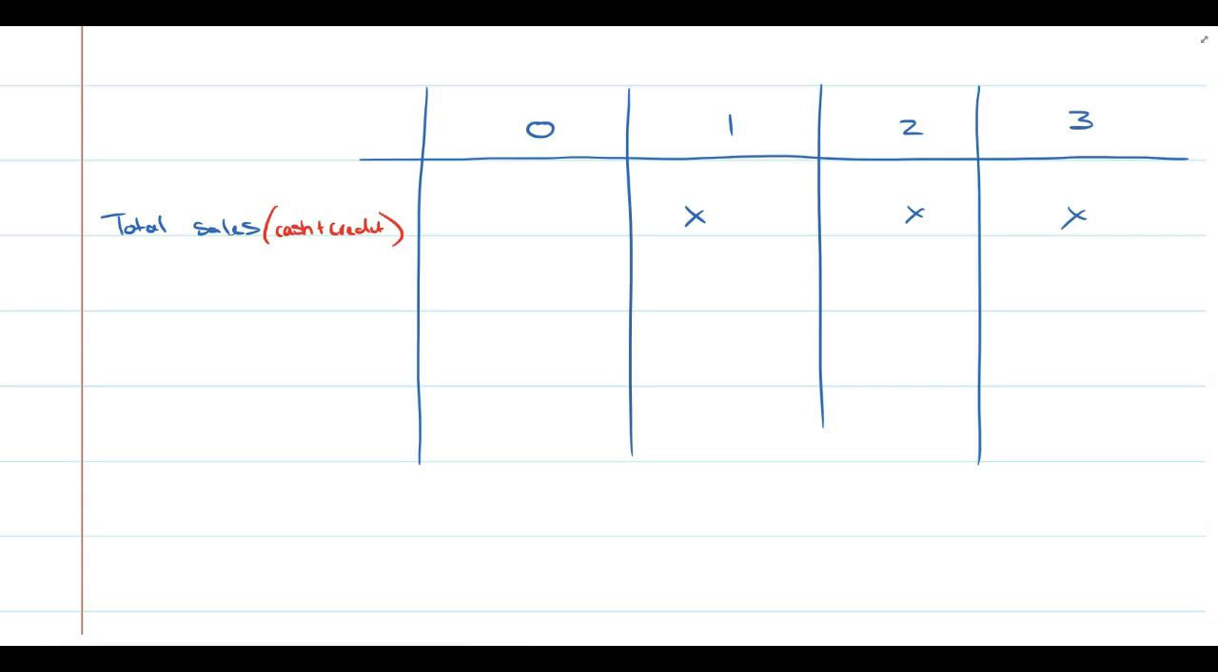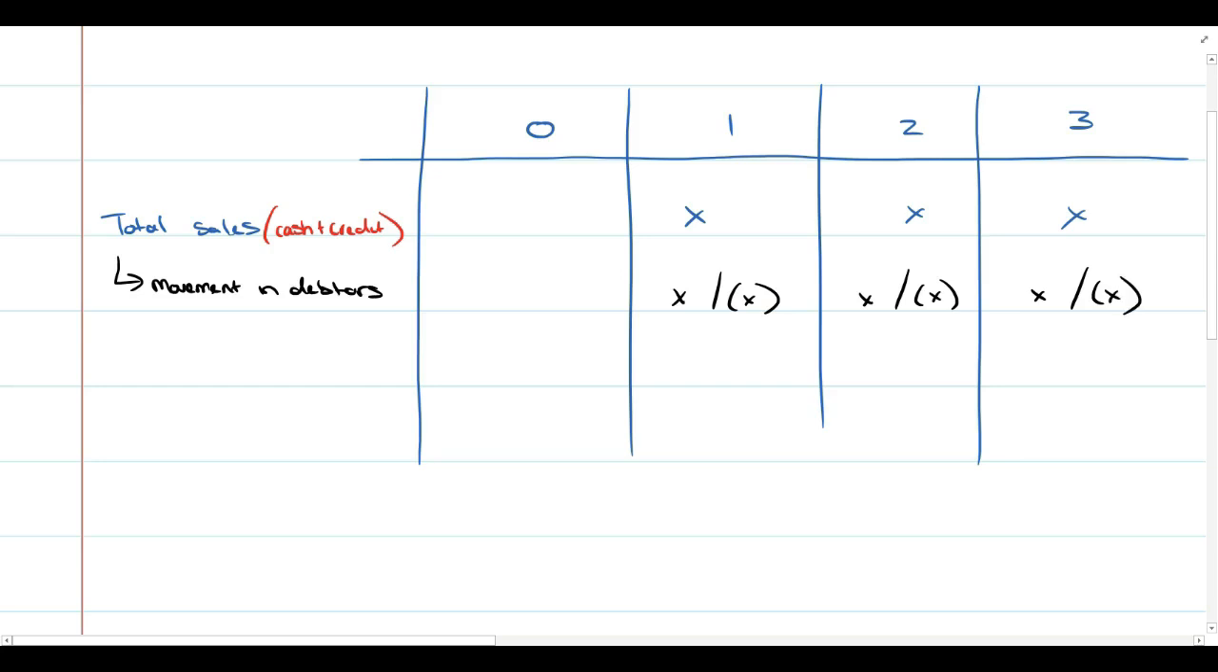Then we take our movement in debtors into account. So remember, any increase in debtors, we're going to subtract. Any decrease in debtors, we are going to add. So just take your movement in debtors into account, exactly as we did in our example in our lecture notes. And by taking the movement in debtors into account, that is then going to leave you with your cash that you collected from your sales.